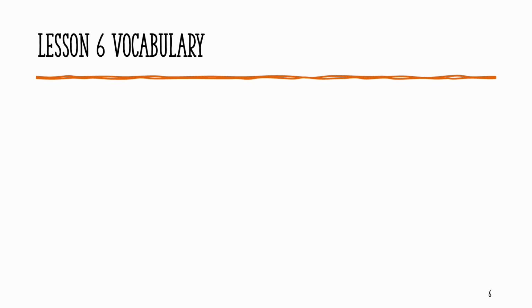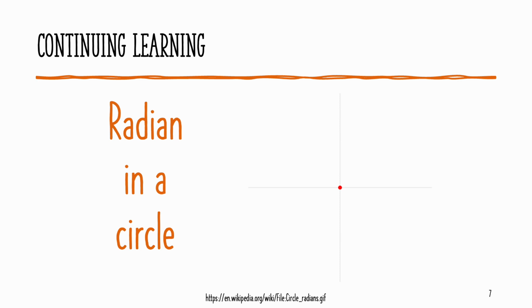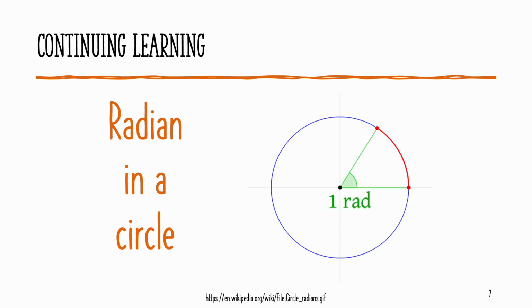The vocab for this lesson is going to be polar coordinates, radian, and arc length. Okay, let's get started with radian. So if I have a circle of radius r and I measure an arc length of the same length r, then the angle that this arc length makes with the center is 1 radian.